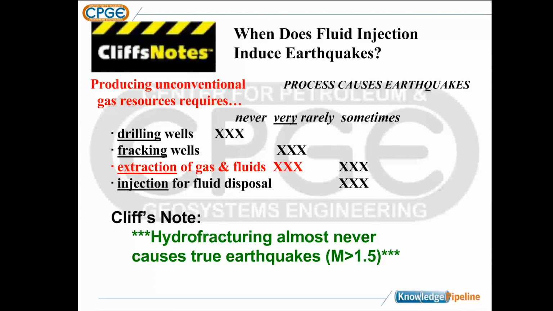Extracting oil and gas sometimes causes earthquakes. However, where this happens, it's usually in situations where they've been extracting huge amounts of oil and gas for decades. And in situations like the fracking, where you have individual wells, it's very rare that extracting oil and gas causes earthquakes. However, injection, when you're disposing of fluids, as we mentioned, sometimes does cause earthquakes. But the thing I want you to remember is that hydrofracking almost never causes true earthquakes bigger than, say, magnitude 1.5 or 2.